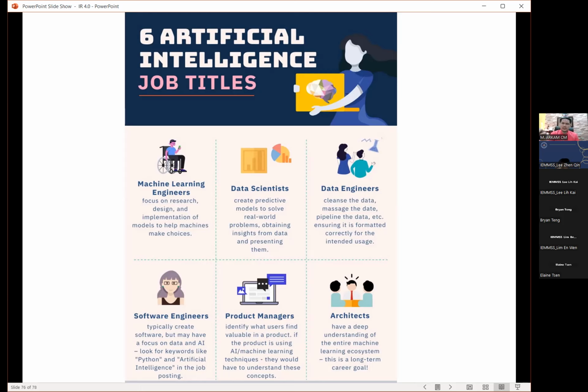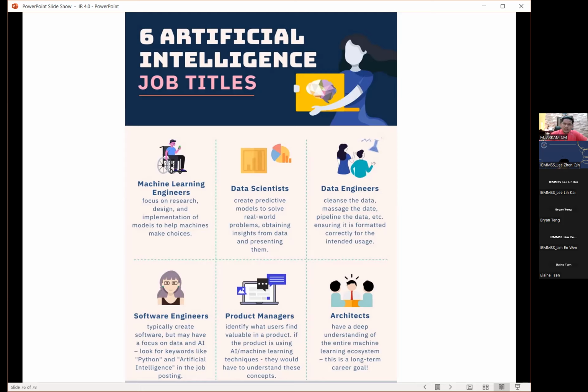Data science, where we deal with this kind of data, how to synthesize it, how to build predictive models, how to derive insight from the presenting data. So it's quite important, very, very important. Data engineers, how you process the data, cleanse the data, pipeline the data, ensuring it is formatted correctly for the intended user. What we want to use that data for, the data engineers will do those things.